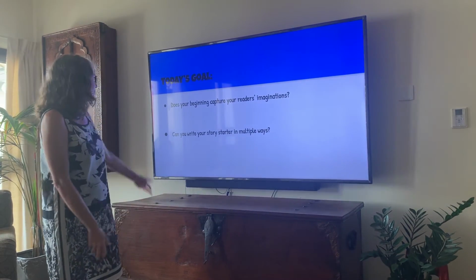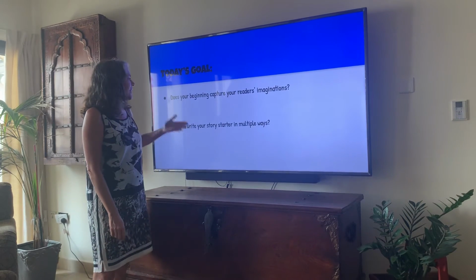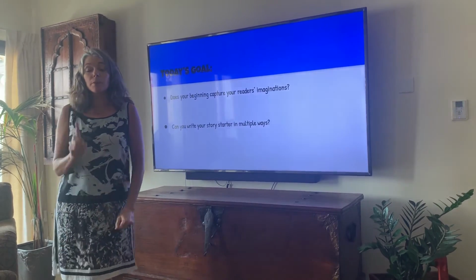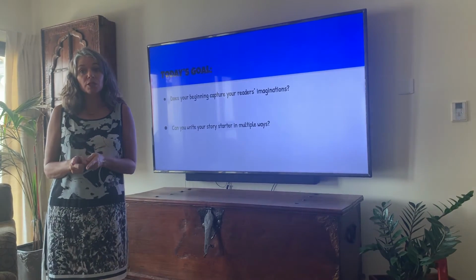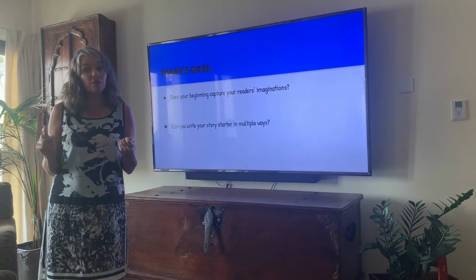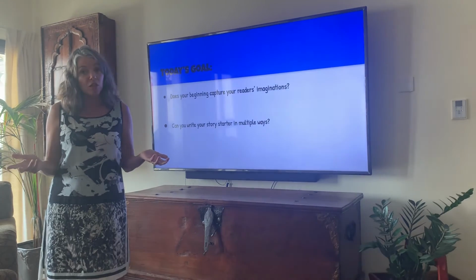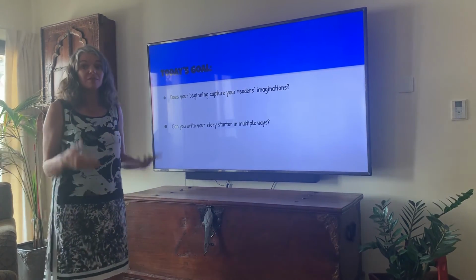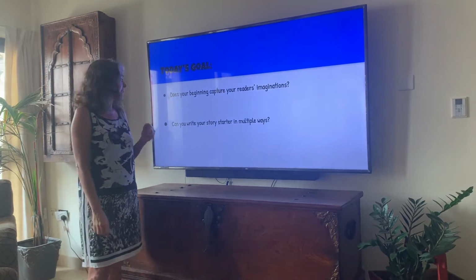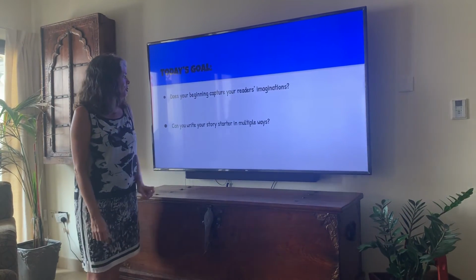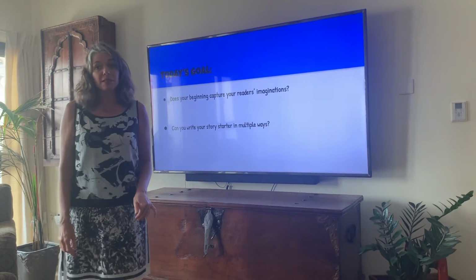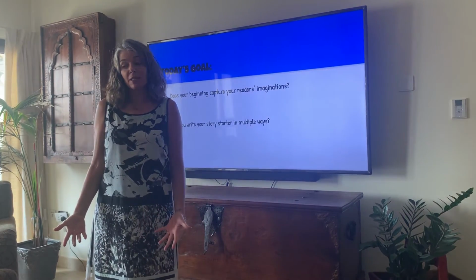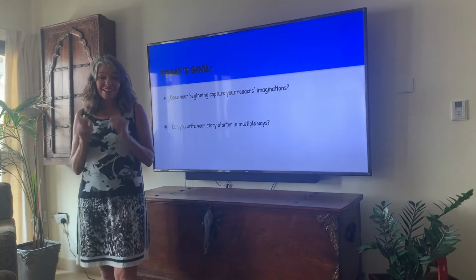Today's goal: does your beginning capture your reader's imagination? Remember, when you're picking out a book to read, if you open it and read the very first paragraph, which we've all talked about, if it's not captivating, you're not going to choose that book. You want to write a story that people will stick with. Can you write your story starter in multiple ways? That's a good idea to try it out to see which one you'd like best. That's the end of the lesson.